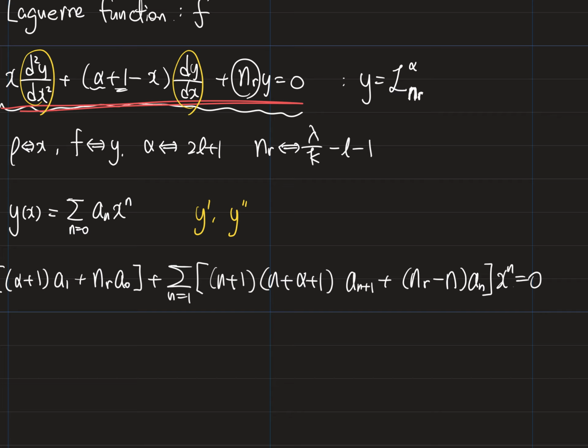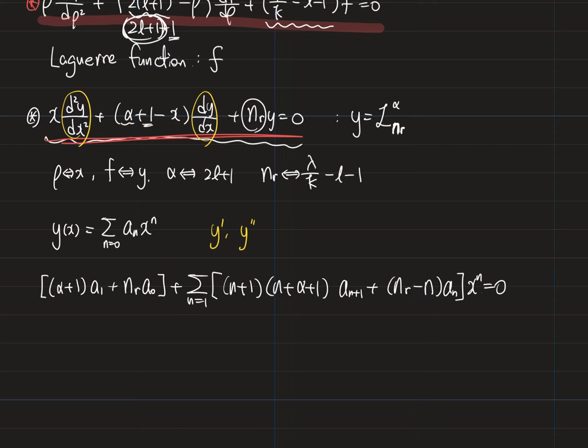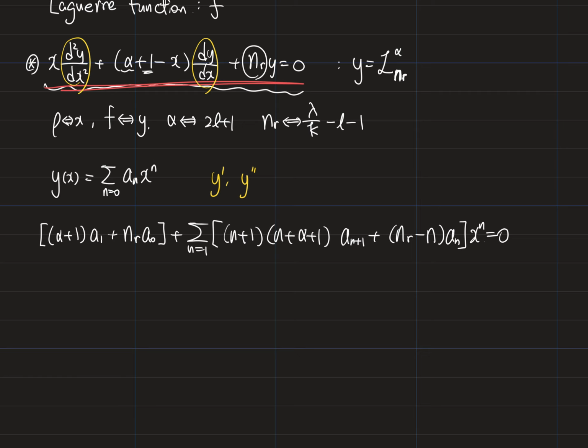xn should be 0. So this is the final result when you plug all the power series solution into the original Laguerre equation. So you have some freedom to set the constant A0, so it doesn't really matter and it doesn't really affect the quality of your solution.